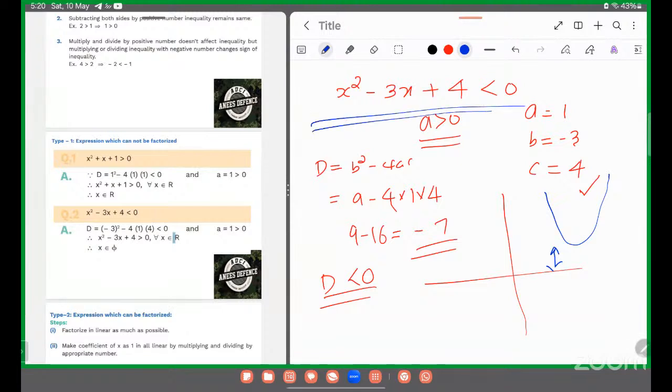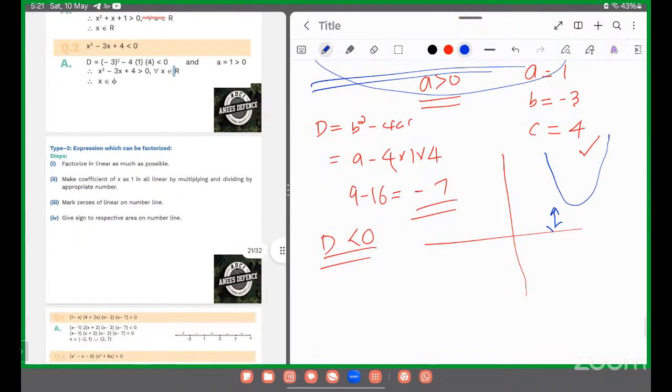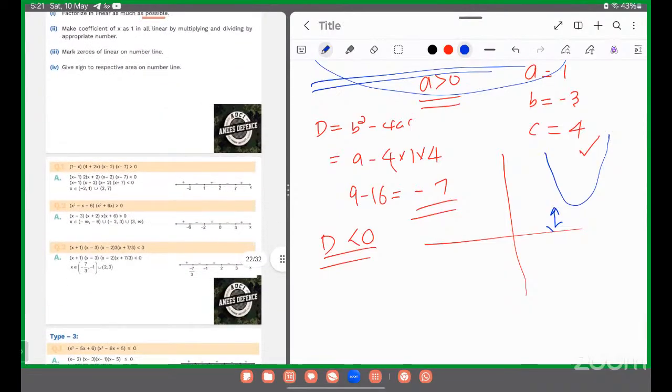So if you search for a value of x such that this condition is satisfied, you will get an empty set. You will not be able to find any value of x so that this quadratic expression becomes less than 0. That is the basic idea of inequality. There are different cases for that.